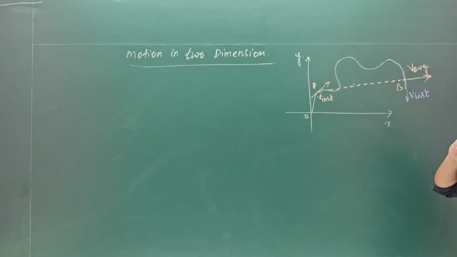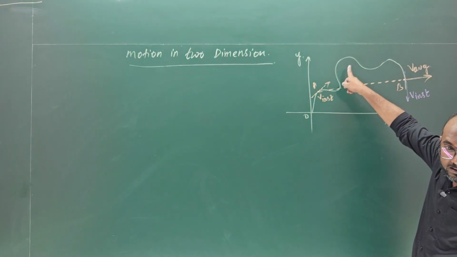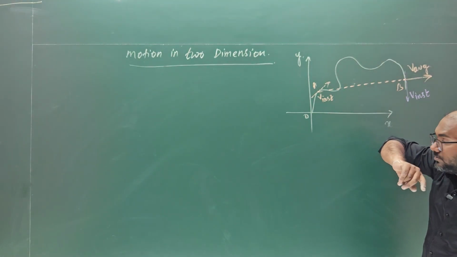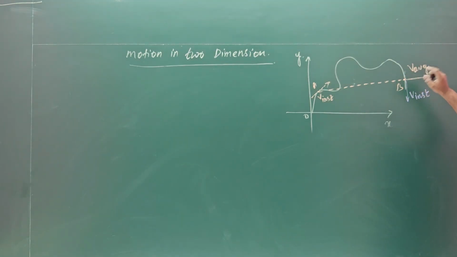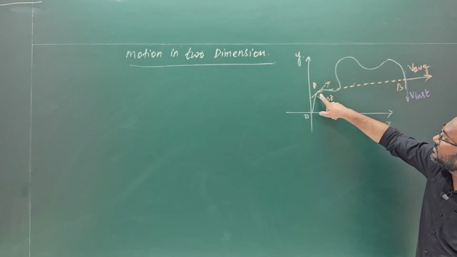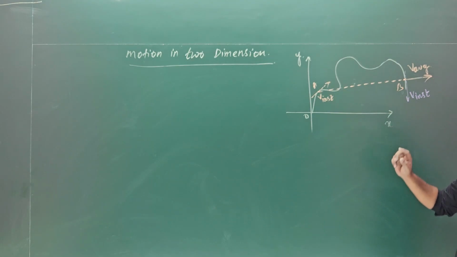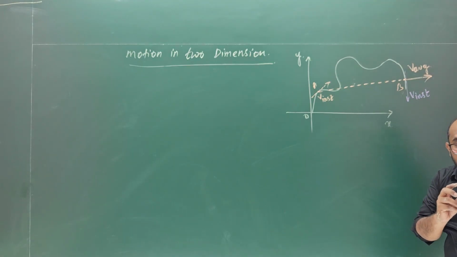Now listen to me. Point A will have the direction of velocity in that direction. That is your instantaneous velocity. Point B is moving in this direction. That's the reason instantaneous velocity is in this direction. But we selected two points, point A and point B. So can I say this is your initial position and this is your final position? Yes or no?